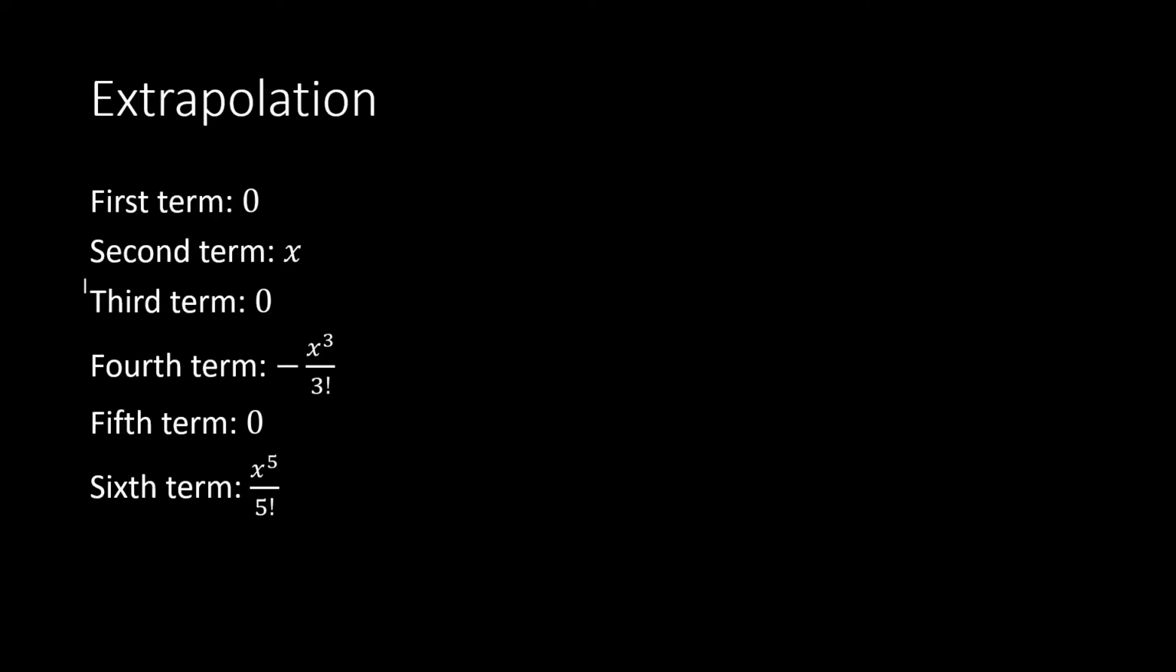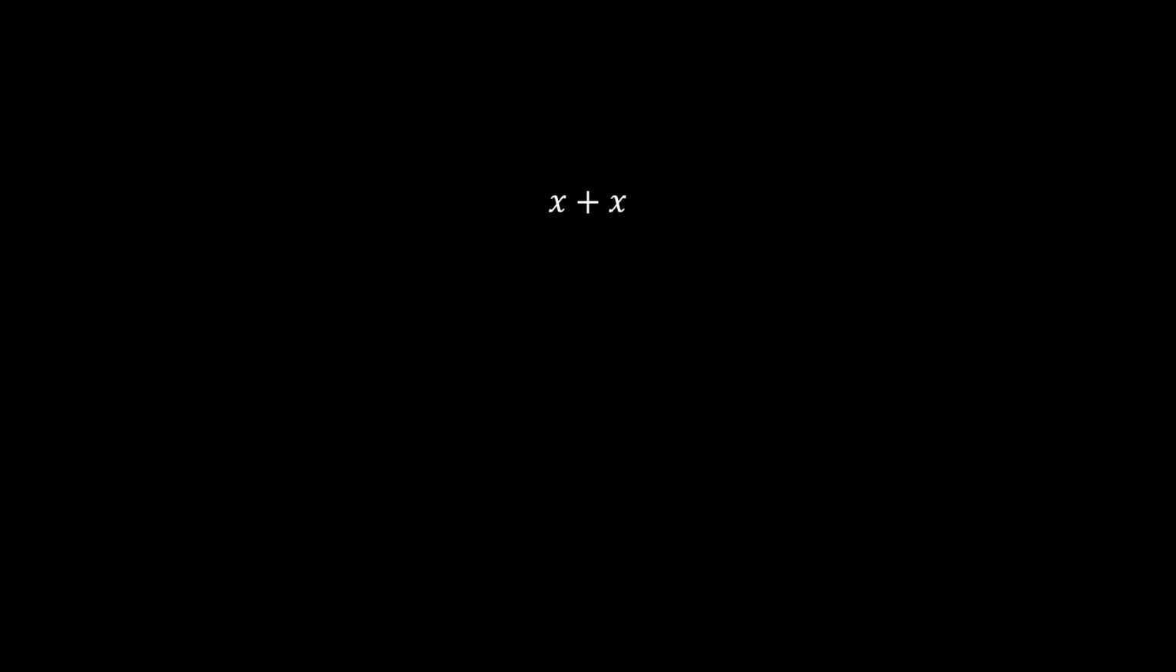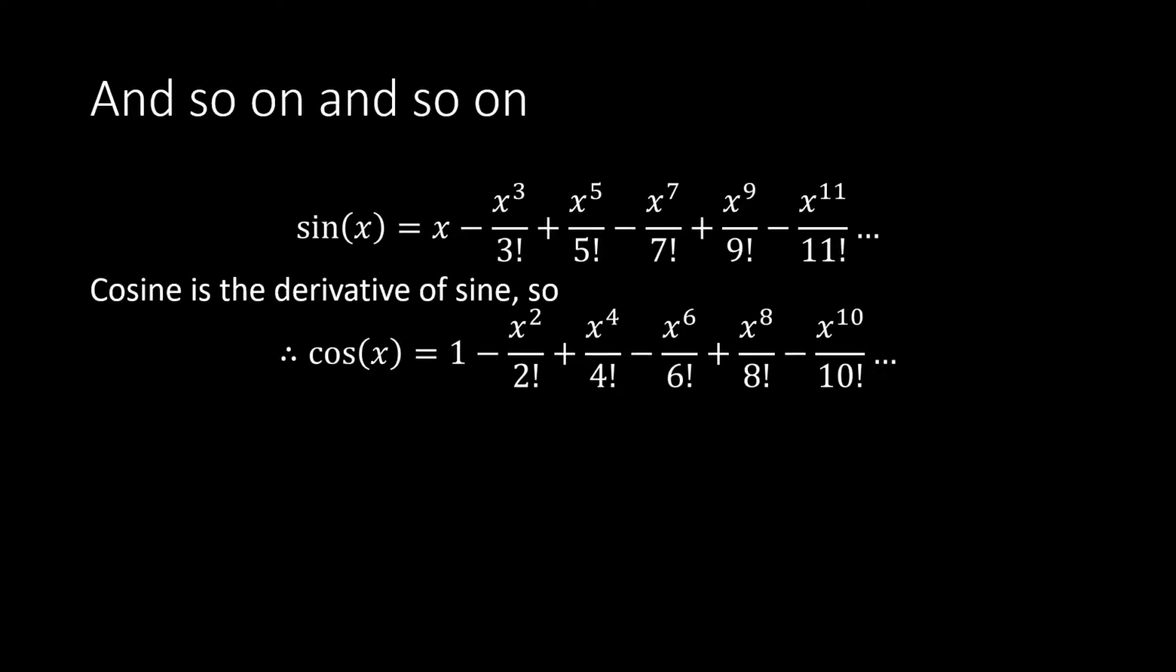And then this time it's the fifth integral of 1. Therefore we know the pattern, we can follow the pattern: you start with x, then to get the next term you integrate, and negate. So x, then the last term, integrate, negate, new term, integrate, negate. And if we keep doing this, with an infinitely long series of terms, it goes like this. And since cosine is the derivative of sine, this is the Taylor series for sine.